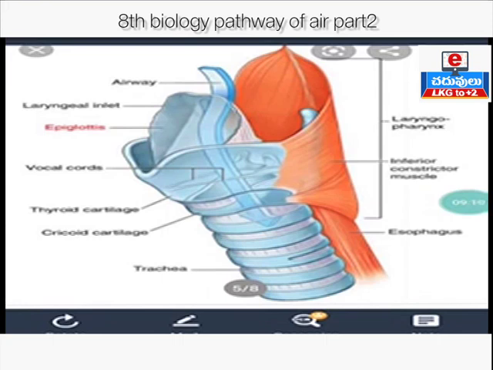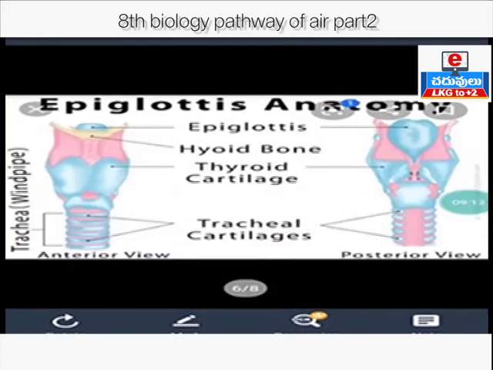We can observe the epiglottis layers, the anterior surface and the posterior surface, clearly in this diagram of the epiglottis anatomy. Anterior view and posterior view. This is the epiglottis, and the structure is in blue color. When we look at the anterior view at the front position and the back position, what type of structure can we observe? Is that clear? Yes. Let us see.